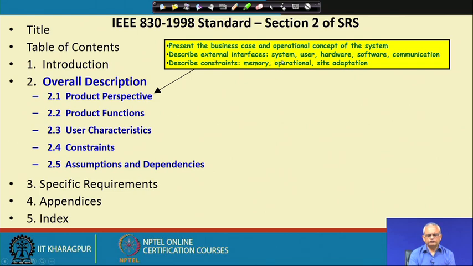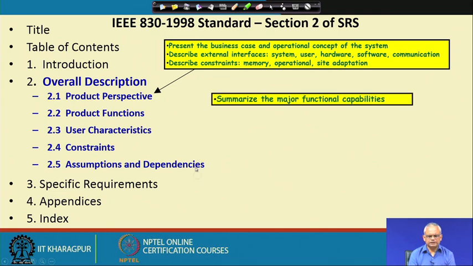We might even write about the external interfaces briefly, the overview of what type of users, hardware, software etcetera will be used, and then any constraints on the memory or operational constraints, site constraints and so on.